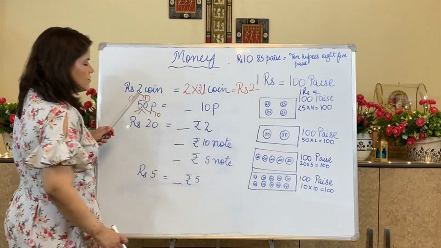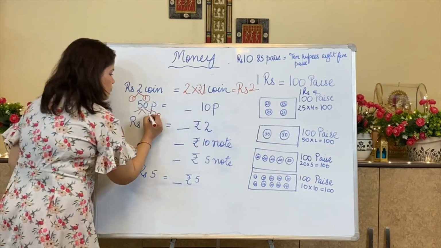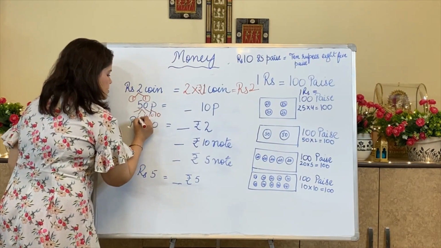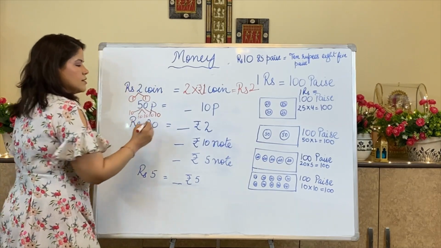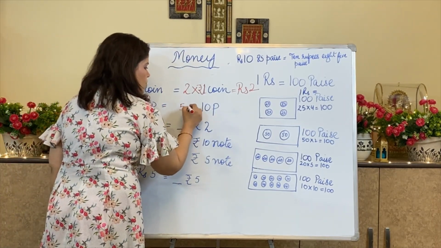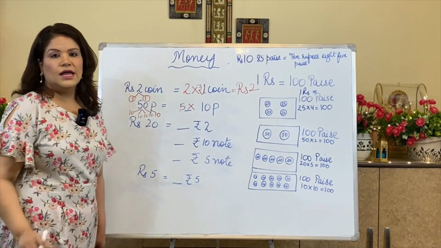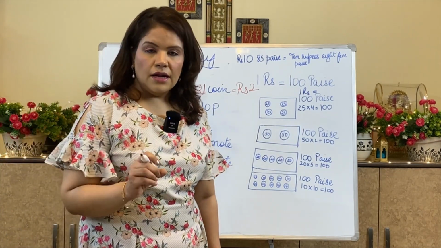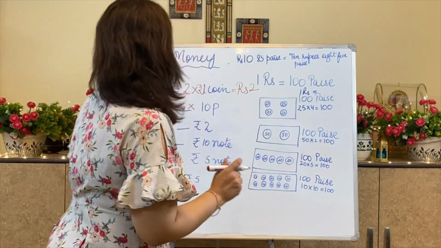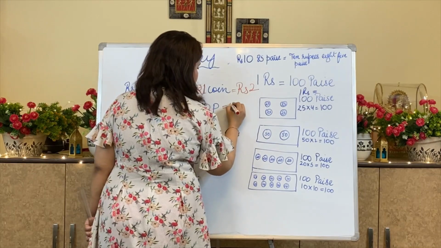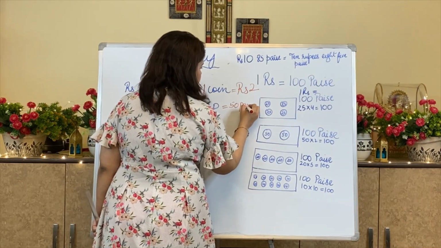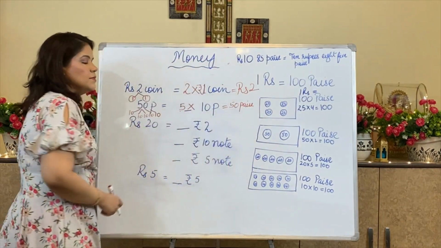We know 10 5s are 50. So if each part is carrying value 10, that means I have 5 in number 10 paisa coins to make 50 paisa in total. That means I am exchanging.